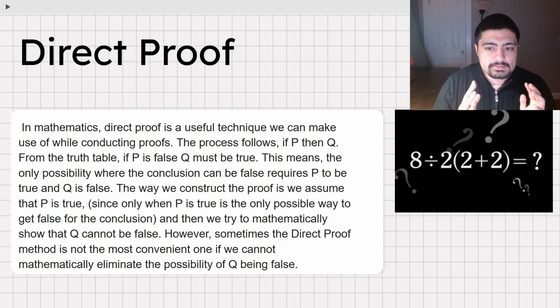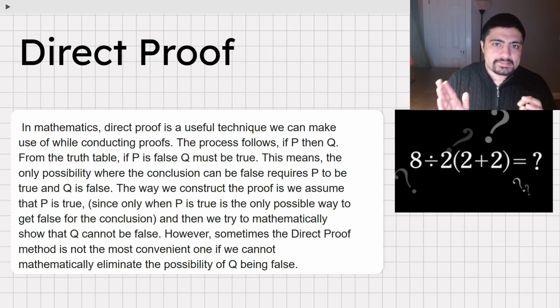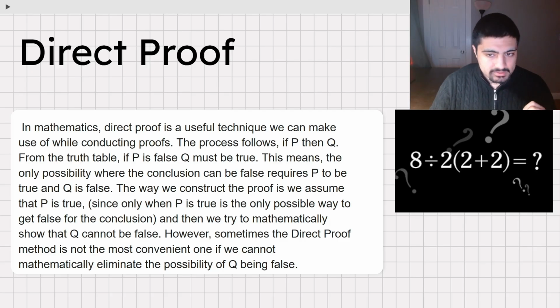Therefore, the direct proof builds on that and says, hey, why don't we start with the antecedent being true and see what happens. So basically that's what we do. We assume that P is true, and then we try to mathematically show that Q cannot be false. That's the method we use with direct proof.